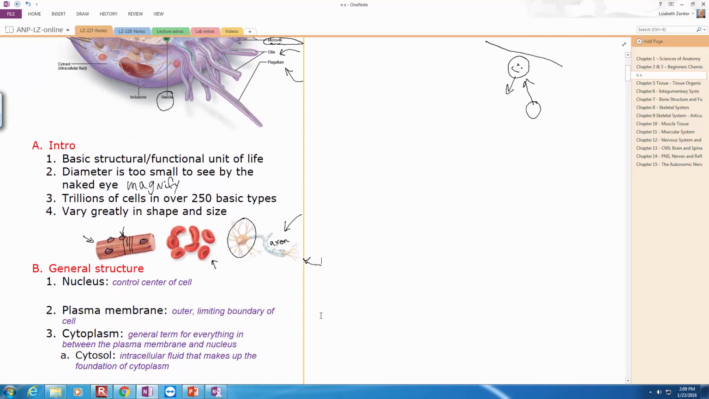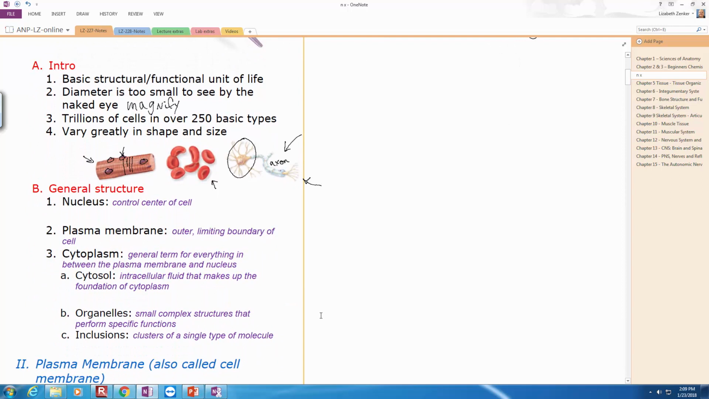So general structure: you've got the nucleus, the control center of the cell. This is typically centrally located, we said. And what else do I want to tell you? The plasma membrane is the outer limiting boundary of the cell. So that was our phospholipid bilayer, right? This controls what goes in or out of the cell. This will make sense later when we're talking about diffusion and things like that also.